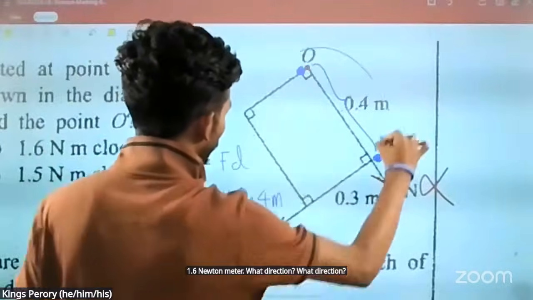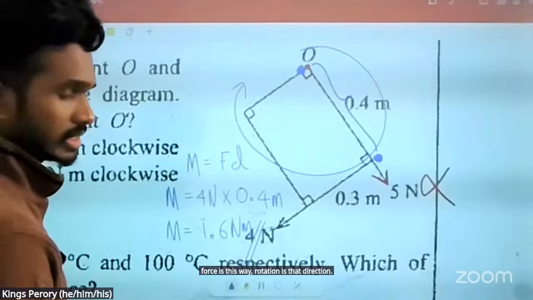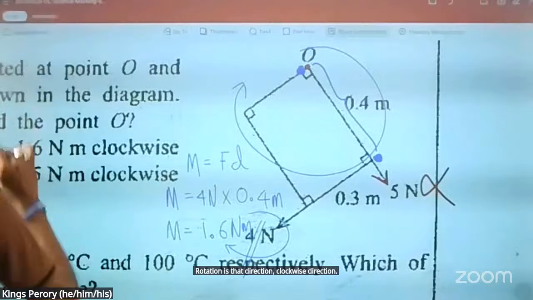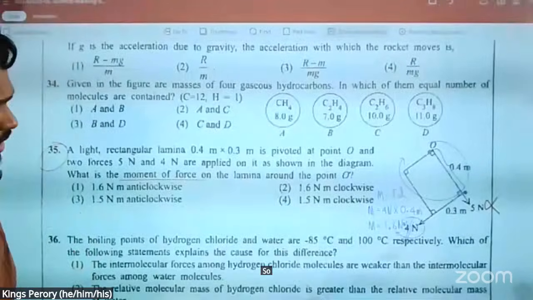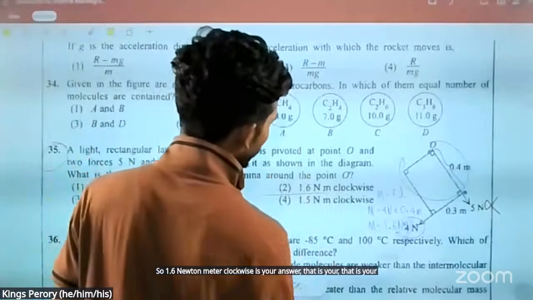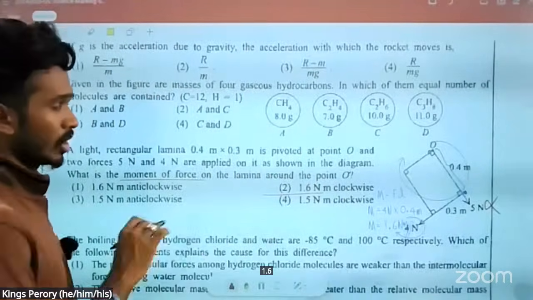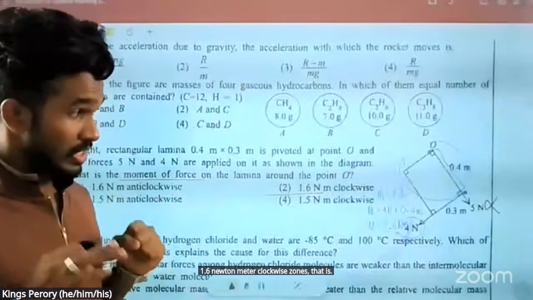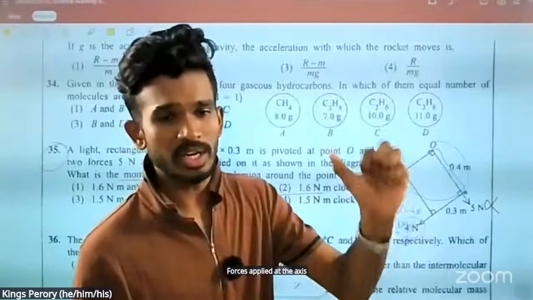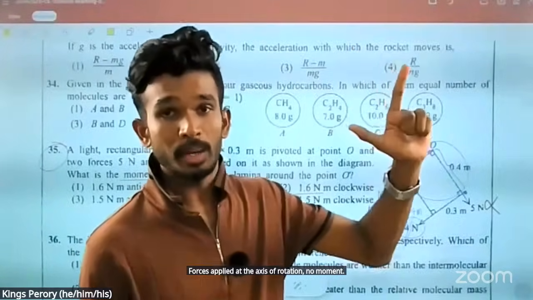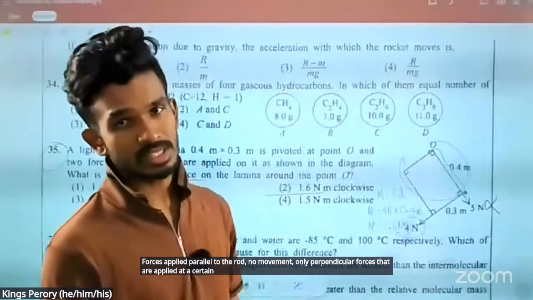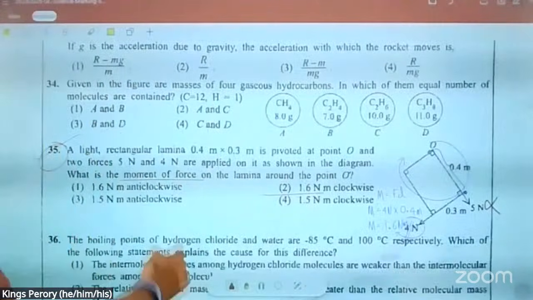Force is this way, rotation is in that direction. Clockwise direction. So 1.6 Newton meter clockwise is your answer. So remember what you learned from this, and that is what is important. Forces applied at the axis of rotation, no moment. Forces applied parallel to the rod, no moment. Only perpendicular forces that are applied at a certain distance cause moment. That's your question 35.